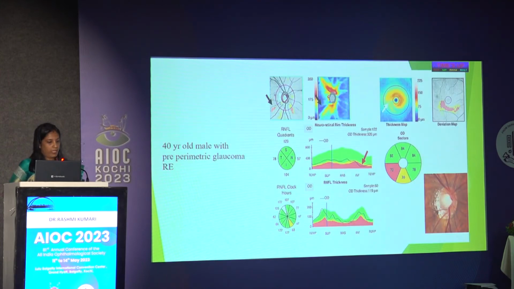Again, a 40-year-old male with pre-perimetric glaucoma. What do you see here? You can see changes in the deviation map, thickness map, but the quadrant maps and the sectoral maps are absolutely normal, but you are getting changes in the RNFL Tisnit graph as well as the neuroretinal rim thickness graph. So again, this is corroborating with the clinical picture. So this patient has glaucoma.